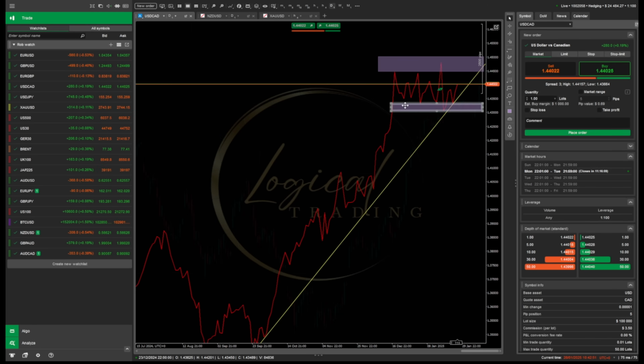Then we've got a resistance, a support level at the bottom, a support level on the daily. That's a strong support level. Now we know where the support level is. Now all you've got to do, take it back to the candles.